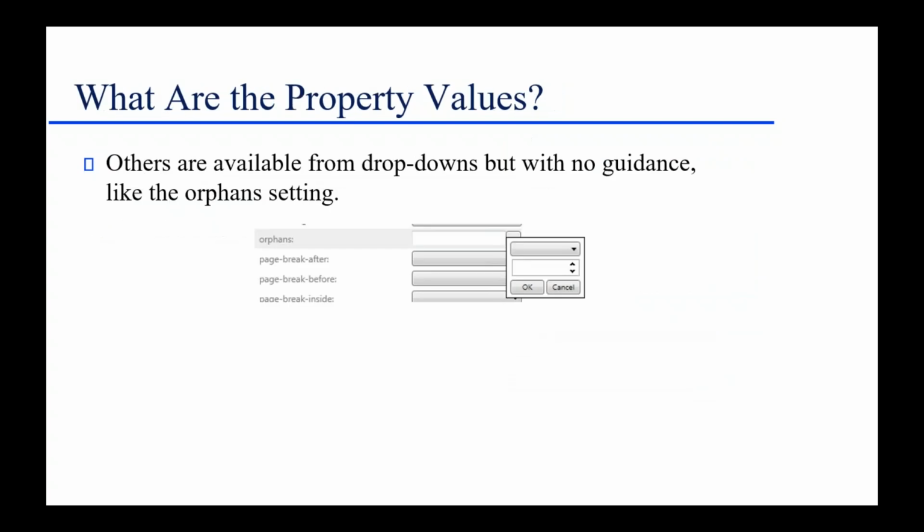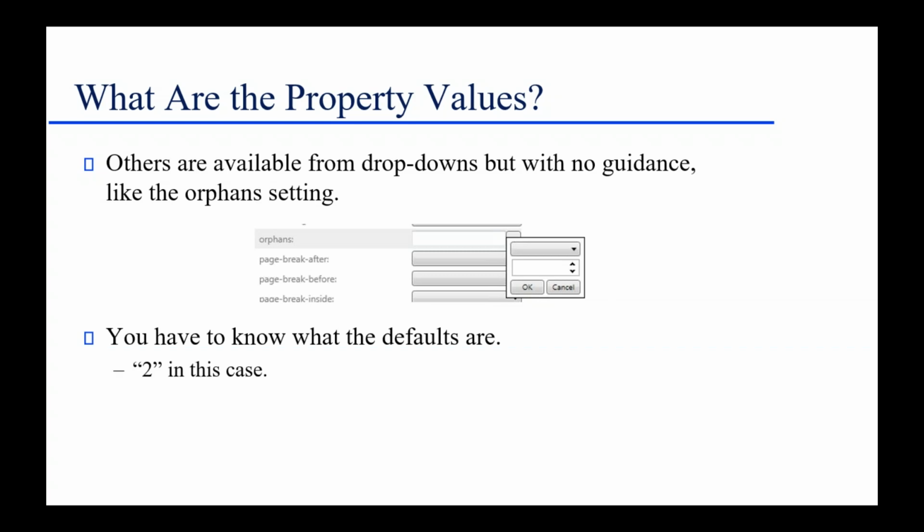There are others that are available from drop-downs, but there's no guidance. For example, the orphan setting and the widows setting. All right, those fields are blank. So that's good. What does that mean? Well, you have to know what the defaults are, first of all. And in this case, for orphans and widows, it's 2. So let's say you want to change that number to, maybe you want a 3-line orphan or a 3-line widow. Just come in here and change it.